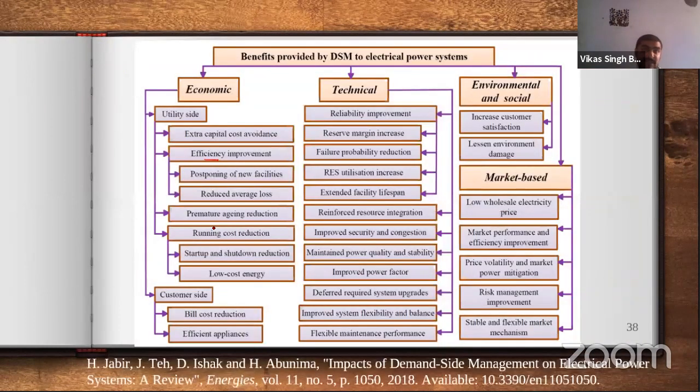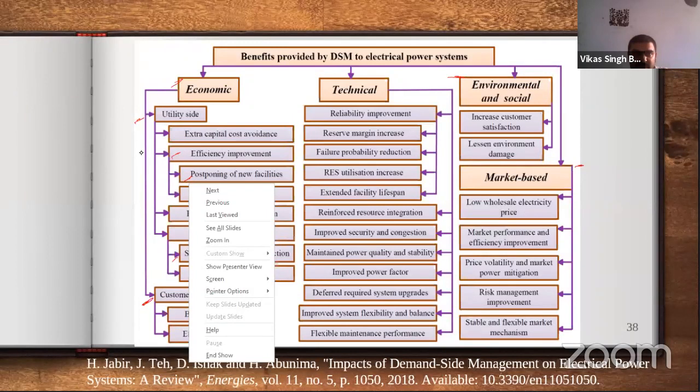Now the benefits of demand side management are divided into 4 parts: economic, technical, environmental, and market based. Economic is again divided into economic for the utility side and economic benefit towards the customer side. The main concern is the economic benefit: extra capital cost can be avoided, efficiency will increase, and new facilities can be postponed, meaning the installation of a new facility may be shifted.